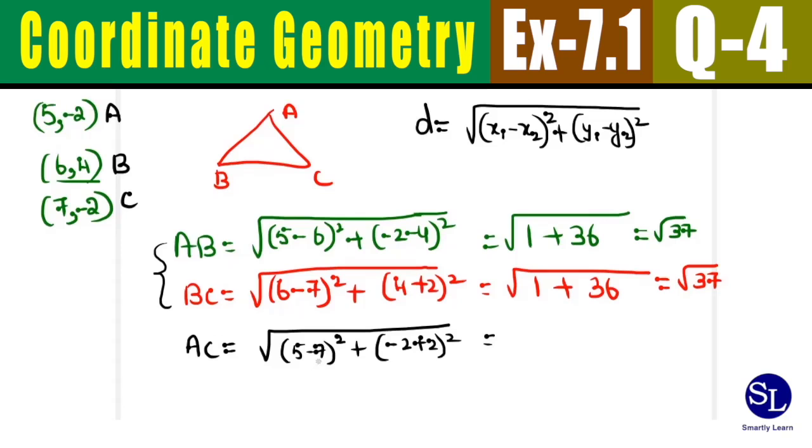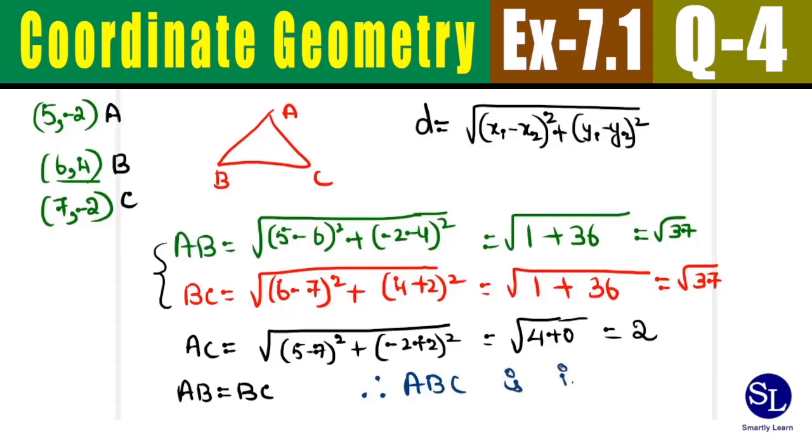5 minus 7 is minus 2. The whole square is 4 plus 0. So square root of 4 is 2. So we got exactly two sides of the triangle to be equal. AB is equal to BC. Therefore, we can declare that ABC is an isosceles triangle.